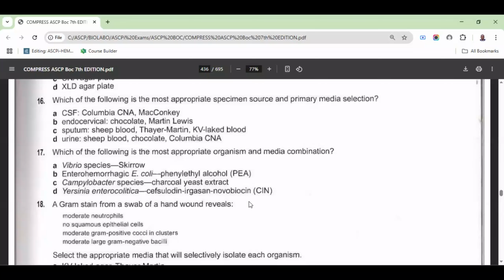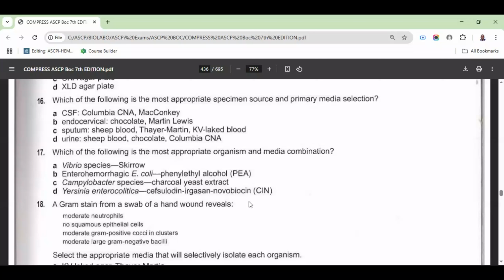We can't also use it for sputum, mostly because a sputum sample is not really a good sample for anaerobes. Urine also, there's no need of chocolate agar for a urine sample. Do we even culture urine on sheep blood agar? It's not possible. Sometimes it can be done, but very rarely. Okay, thank you so much.